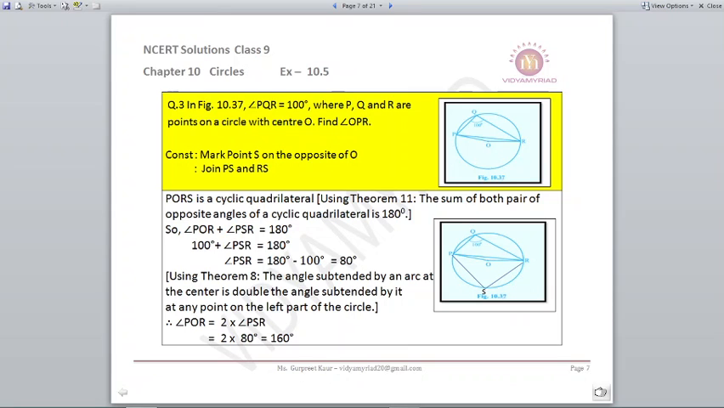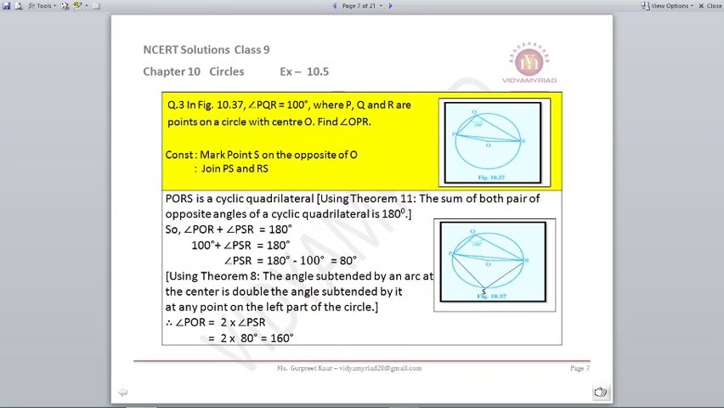We can find out PSR, that will come out to be 80 degrees, because we know the cyclic quadrilateral property, the sum of the opposite angles will be equal to 180 degrees. If one is 100, the other will be 80. If I know PSR is 80 degrees, what is POR then? POR will be double of it.